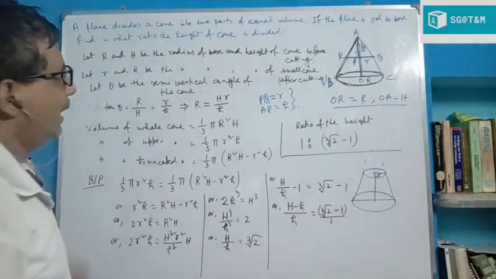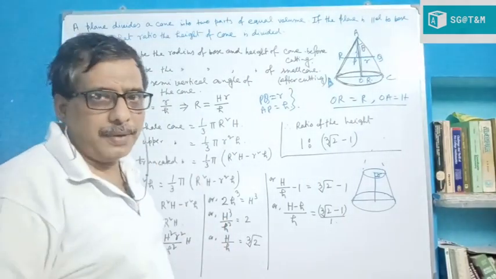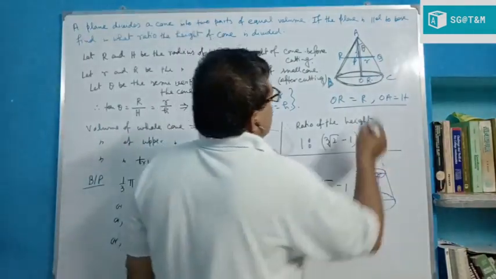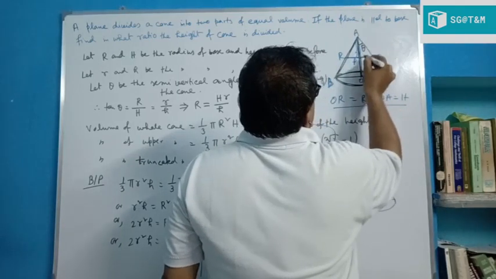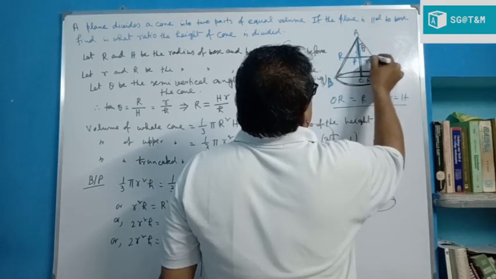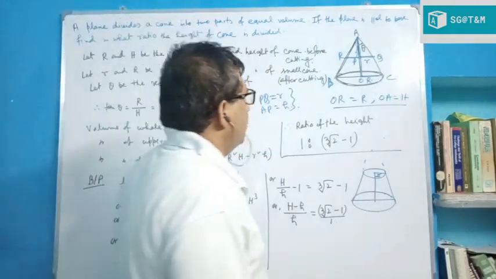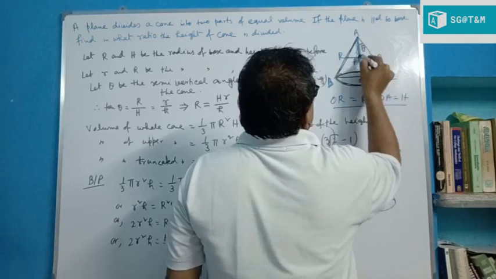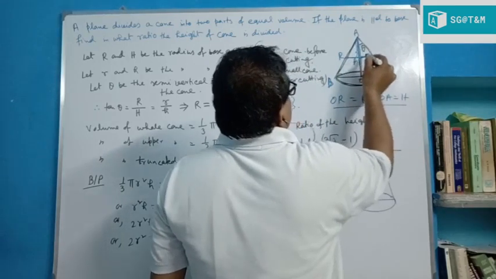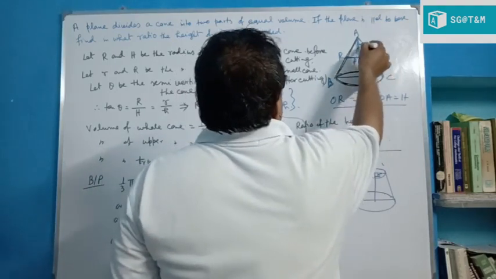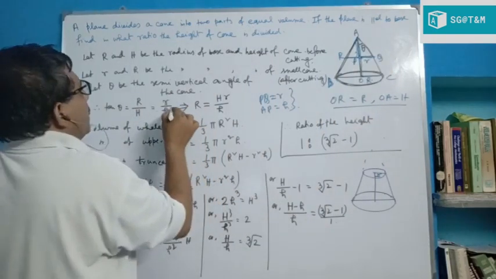Let theta be the semi-vertical angle, discussed in the earlier classes. This angle is theta. So in this triangle, tan theta is equal to how much? Tan theta is nothing but perpendicular by base. In this triangle, this is the perpendicular, this is the base. This is small h and this is small r. So tan theta is equal to small r by small h.